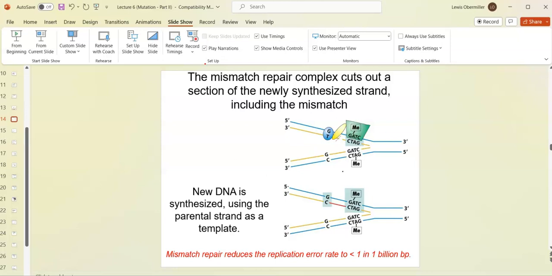So it's going to cut out a section of the newly synthesized DNA, and then it's going to replace it, right? So we're going to get rid of this T, and it will correctly place it with a C. So this red area is showing you the newly repaired region of DNA. And that's called mismatch repair. So that reduces replication error to about 1 in a billion base pairs, which is the number that I gave you earlier when we were talking about DNA replication.